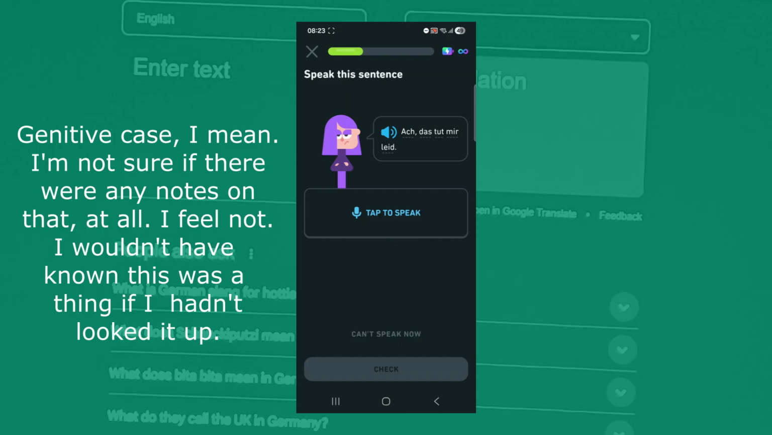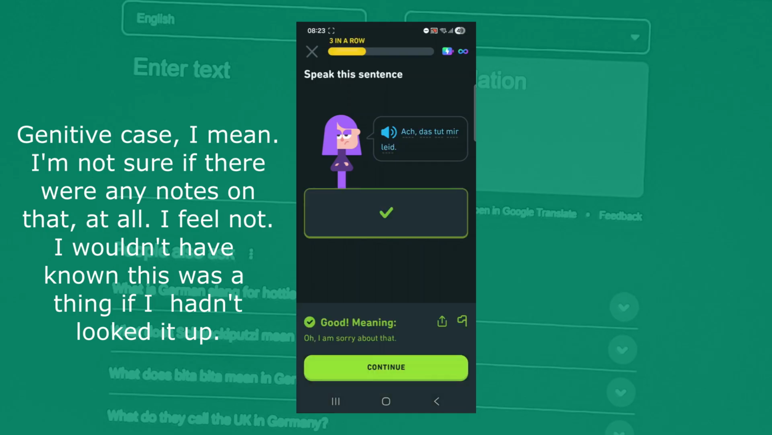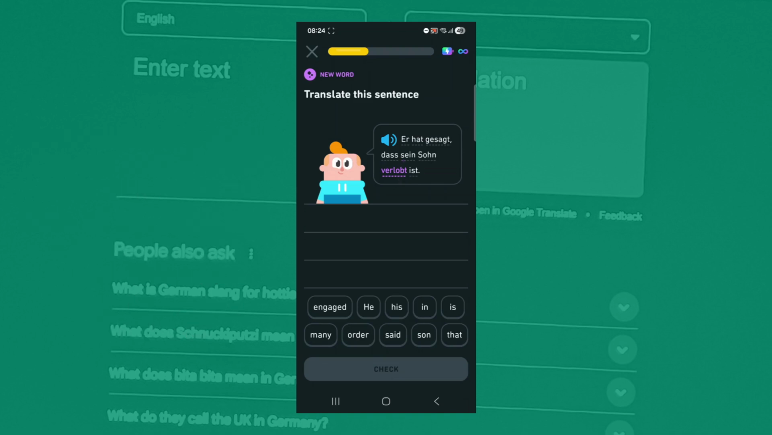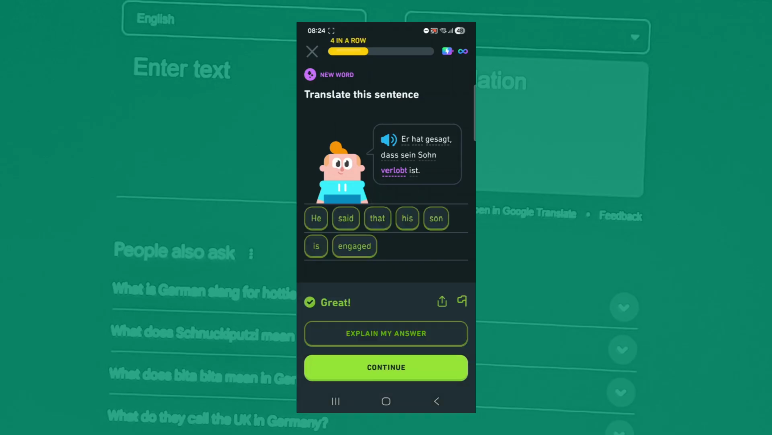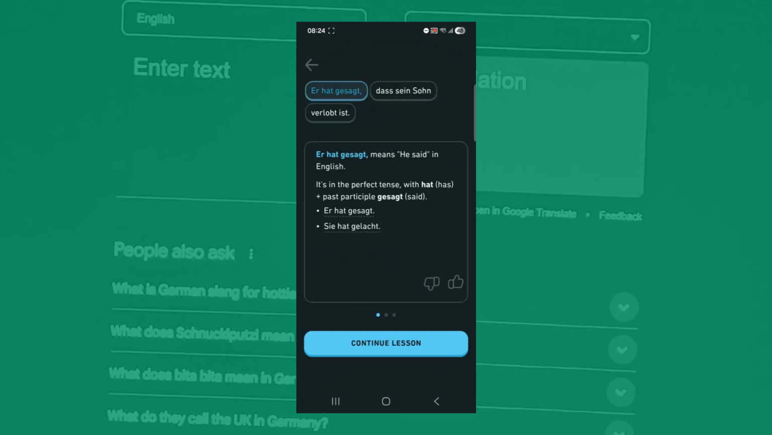Ach, das tut mir leid. Hat gesagt, dass sein Sohn verlobt ist. Verlobt. Haven't seen that verb before. Or is it a verb?